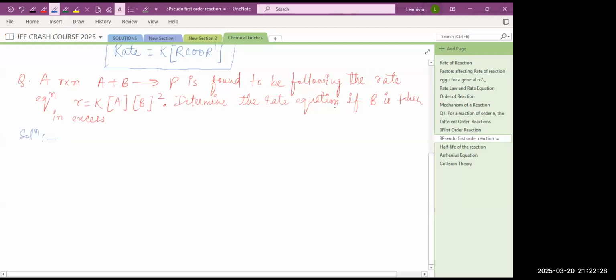Okay. And see, because I just told you that if some reactant is in excess amount, then we will not consider that in a rate equation, right? So what will be the rate equation? Because B is present in excess amount, we will not consider B in the rate equation. So the rate equation will be K into concentration of A only. We will not consider B because it is in excess amount, and the order will be 1 here. So that's the pseudo first order reaction.